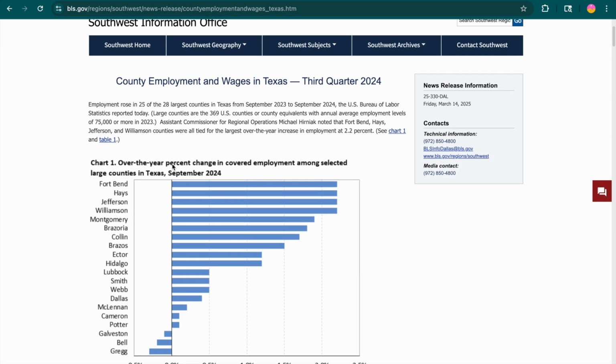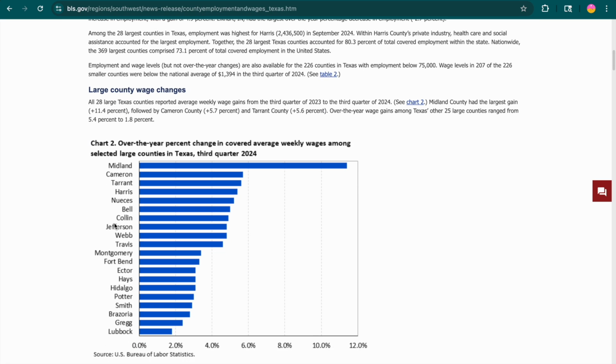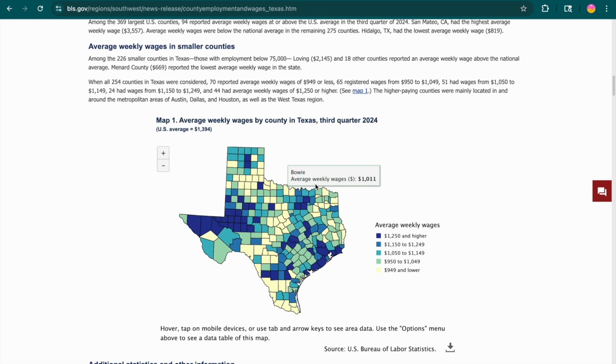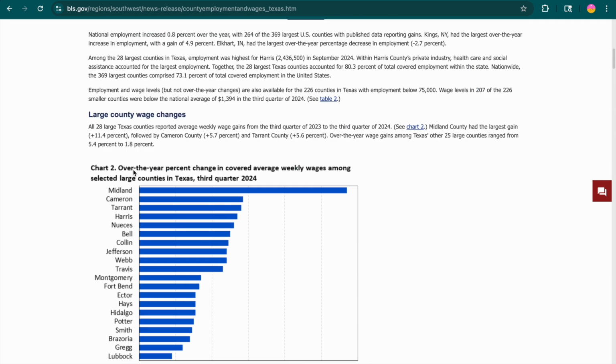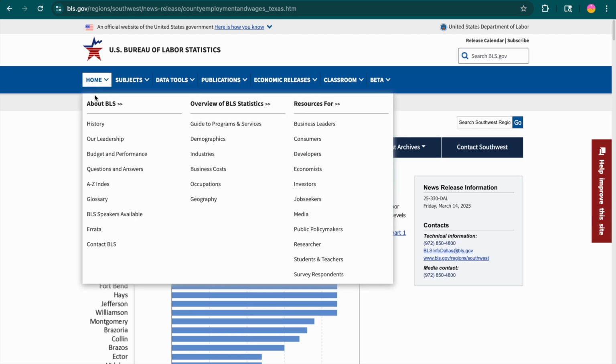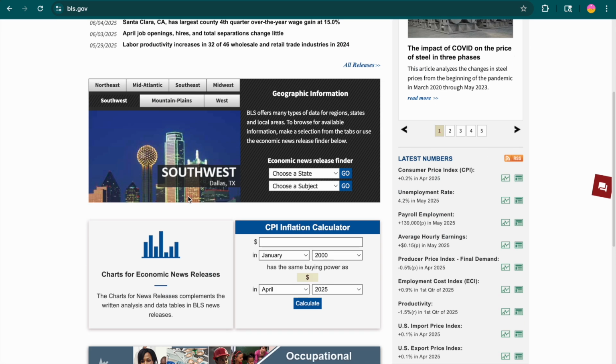I'm looking for county employment and wages in Texas. This is based off the third quarter data in 2024. It breaks it down by county, and they even have a visual where you can see different average weekly wages, which is pretty cool. Let's go ahead and get back to home. As you can see, I was struggling there for a second.